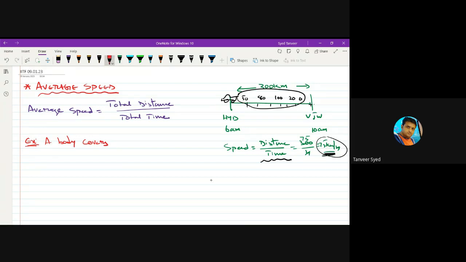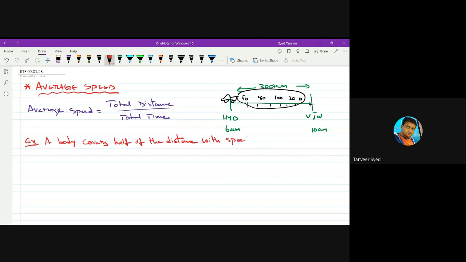Now, take an example. A body covers half of the distance with speed v1 and the remaining half with speed v2.